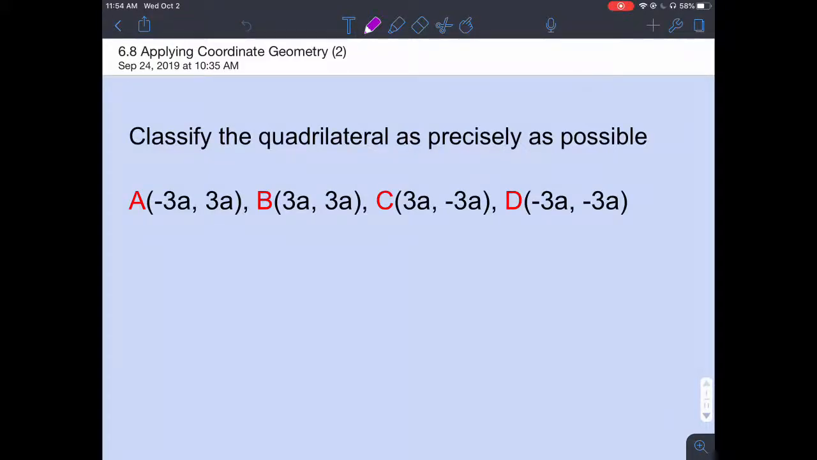All right, before we get into our lesson, I want you to take a look at these four coordinates and classify this quadrilateral as closely and precisely as possible. Notice that we have variables in this one, which we haven't before. Given that, still look at what you've been given and decide what shape this might be.